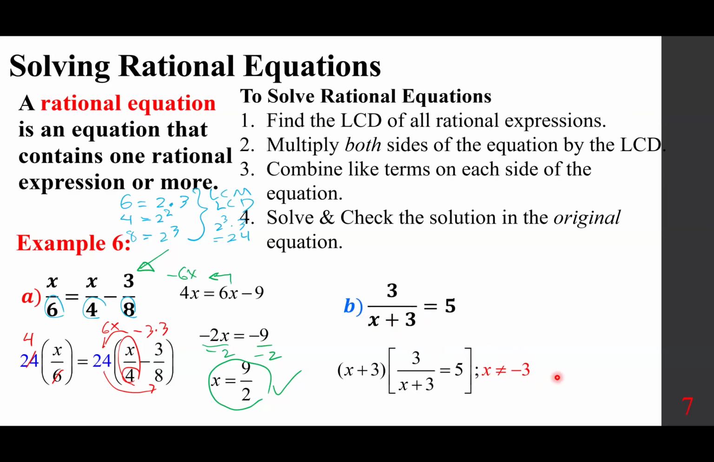It's called an extraneous solution. So when you multiply this by the left side, it becomes just 3, and the right side becomes 5 times x plus 3, which is 5x plus 15. You move the 15, it becomes negative, and so you have negative 12 equals 5x. Divide both sides by 5, and x becomes negative 12 over 5 as the final answer, everybody.